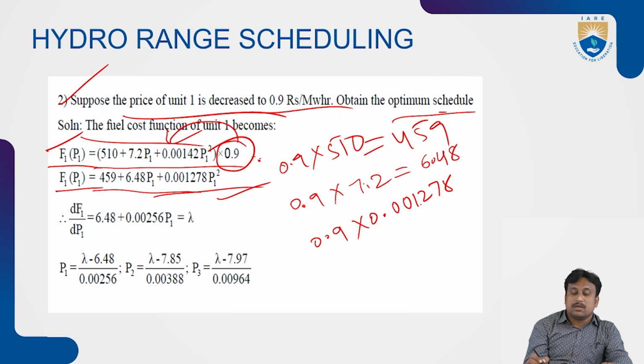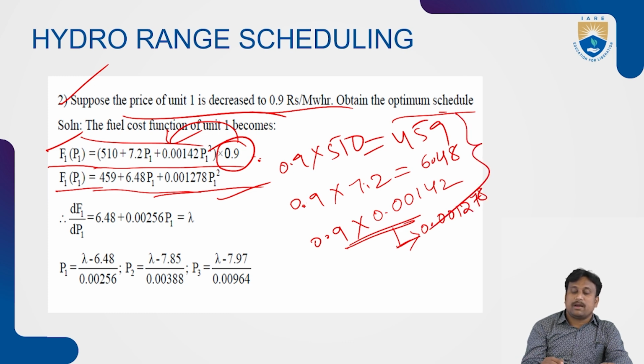0.001278 combination. So here this value is multiplying, which is done with the 0.00142. This is giving 0.001278. So these are the values we obtain. This is about 459, this is about 6.48, and this is about 0.00127. So these are the resultants we will have.